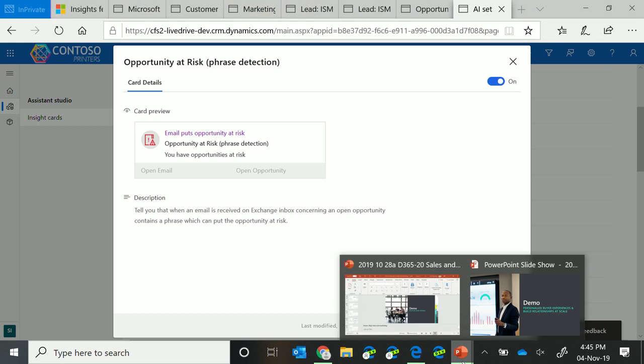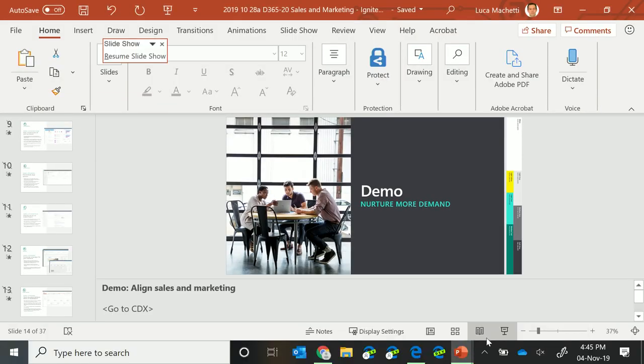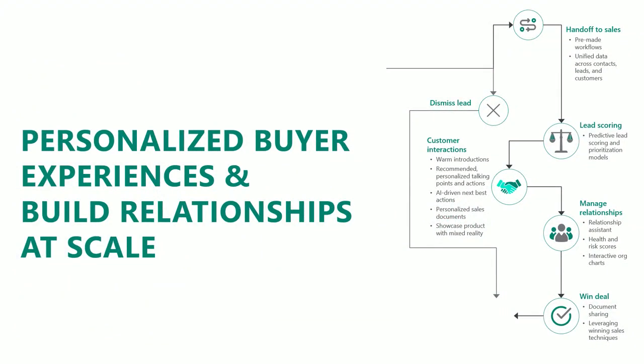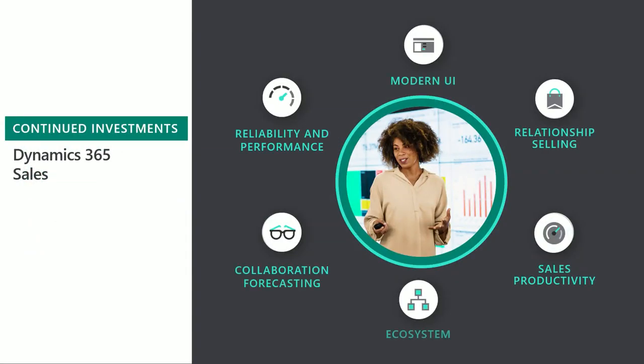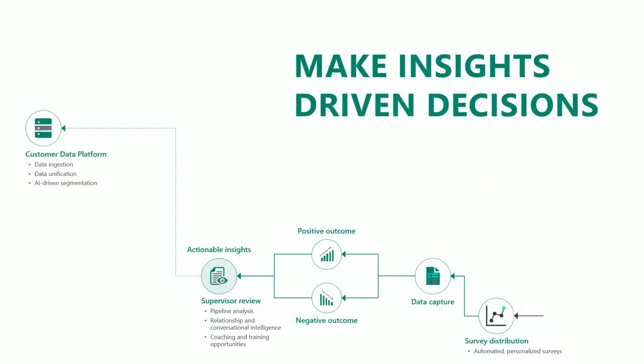So again, let me go back here. This gives us the ability of understanding how we can provide warm introductions, recommended personalized talking points, and how we can manage relationships. We've been having a look at the health scores, and how we can use information coming from LinkedIn directly into our sales process. And again, these show where we are focusing our efforts when it comes to the continued investments in sales.